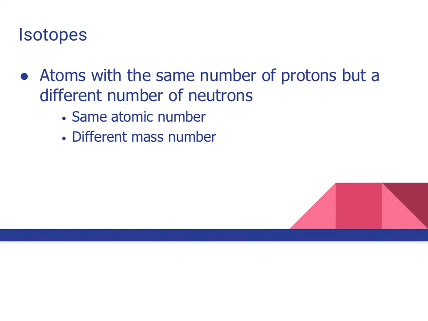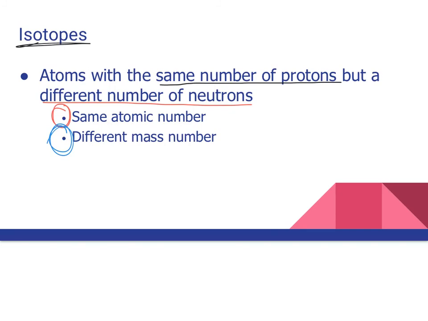Okay, last 2 things we need to talk about. First of all, this idea of an isotope. Isotopes are atoms that contain the same number of protons but have a different number of neutrons. The key phrase is the same number of protons but different number of neutrons. Going back to the atomic number and mass number, isotopes are atoms with the same atomic number but different mass numbers.